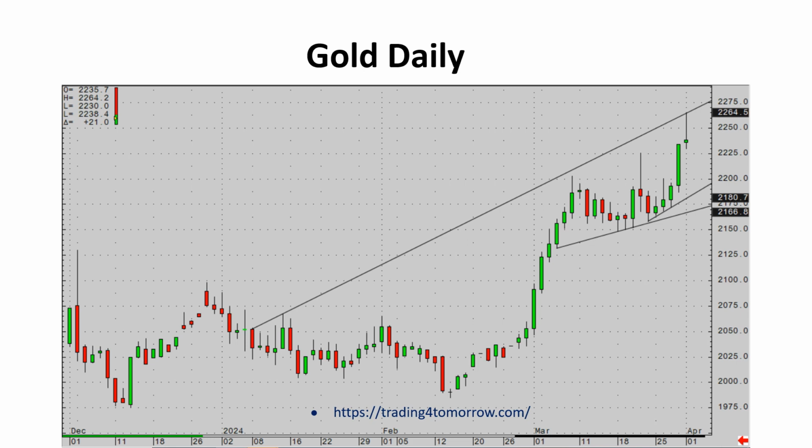Okay, so anyway, I've got resistance at 22.64. I've got support at 21.80 and support at 21.66.